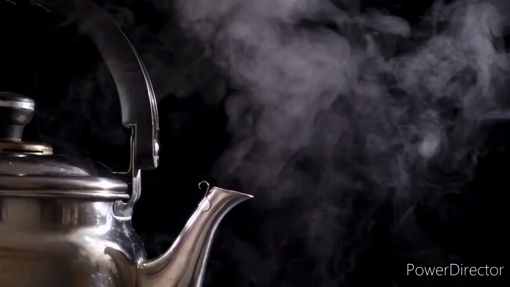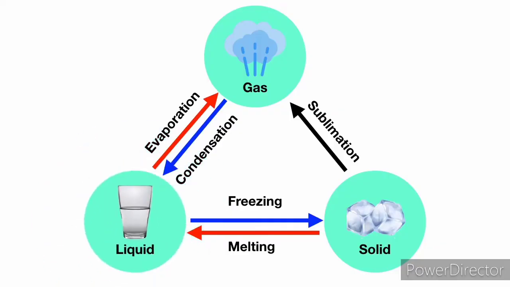Now here's another. When you boil a pot of water, say to make tea, you can see all of this gas coming out of the kettle. What is this an example of? Well, in this example, liquid water is turning into water gas or water vapor as you boil it. This is an example of evaporation.